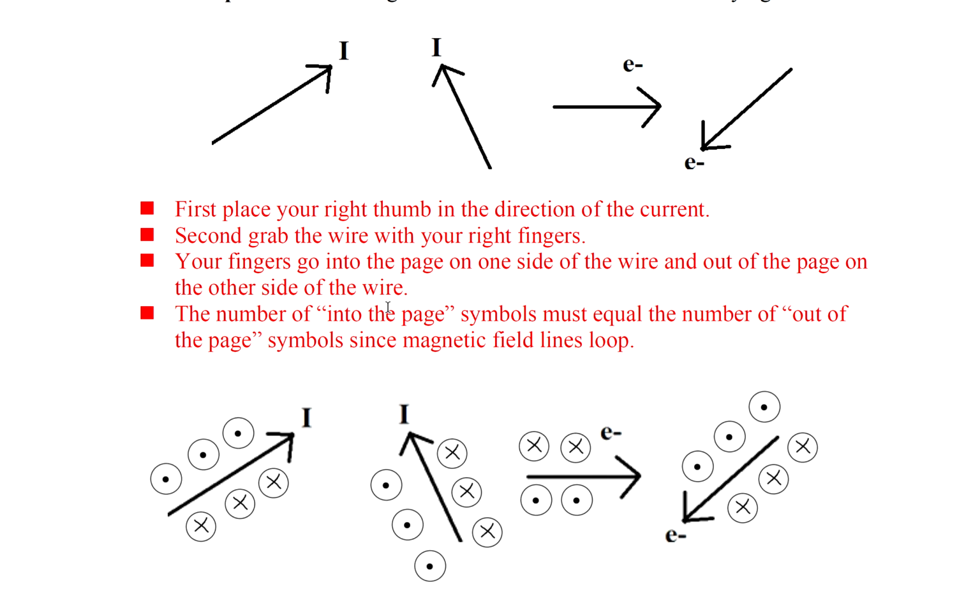And you could see the direction of electron flow is going to be opposite to the direction of current flow, because current is the flow of positive charge.